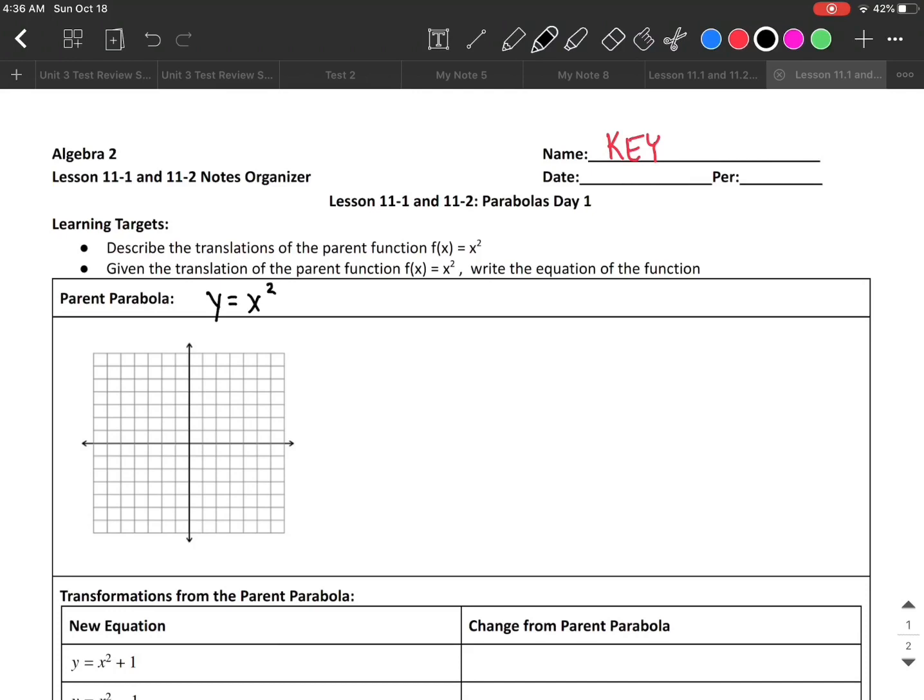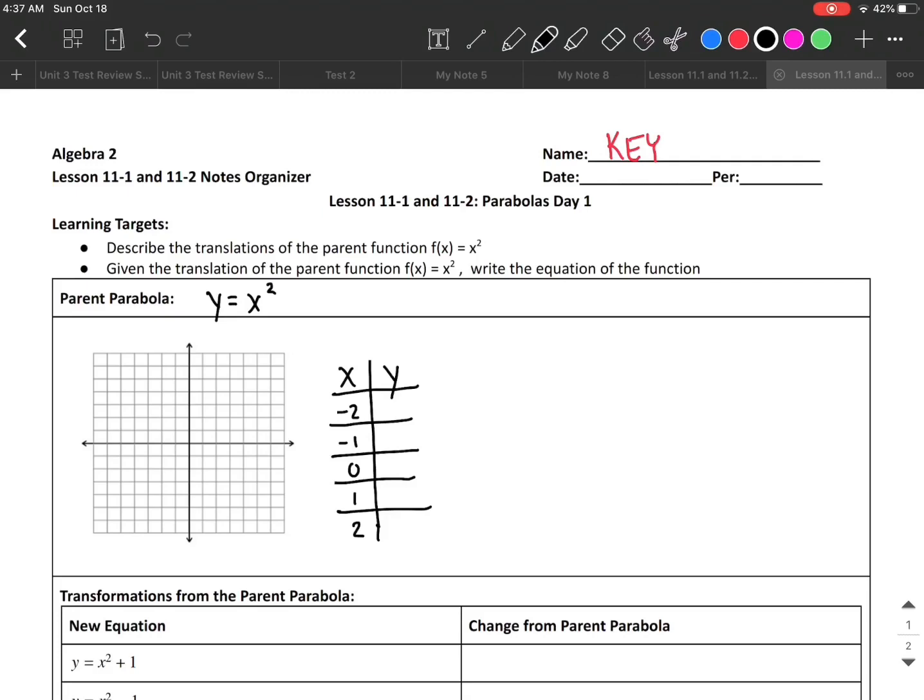Anyways, from this equation, when I don't know what something looks like, although I do know what this looks like, I can always make a table, pick values for x to plug in, and see what I get for y. So that's what I'm going to do here, even though we already know what a parabola looks like. And I'm going to do -2, -1, 0, 1, and 2.